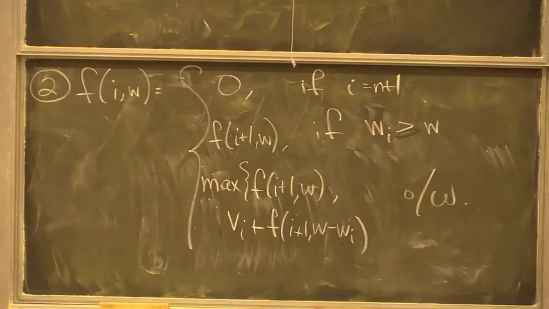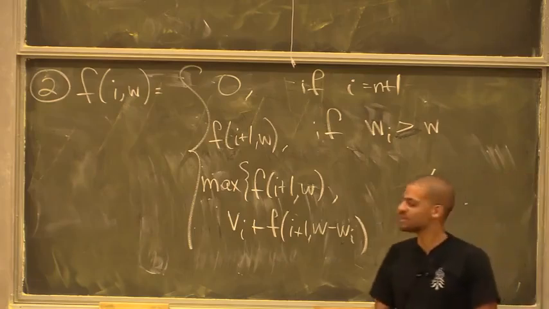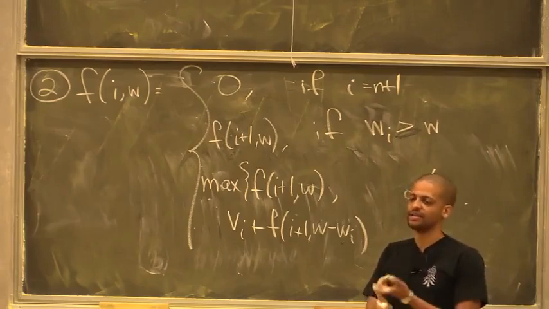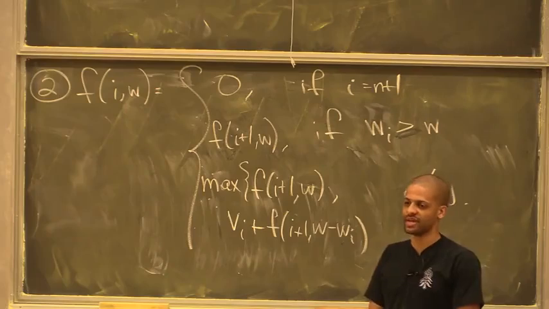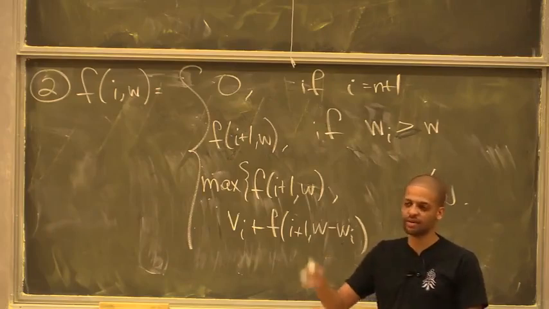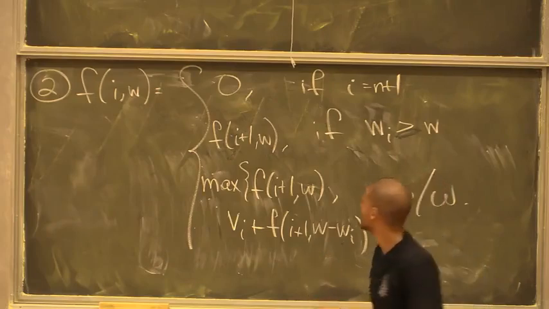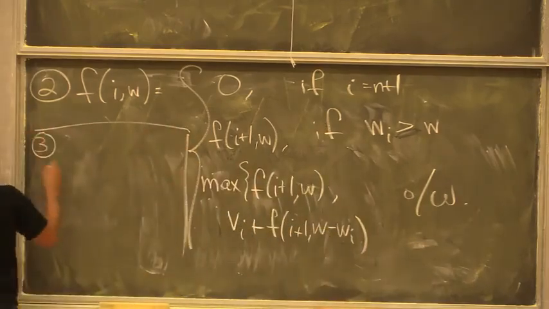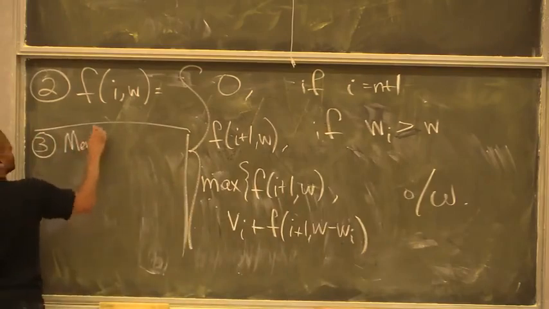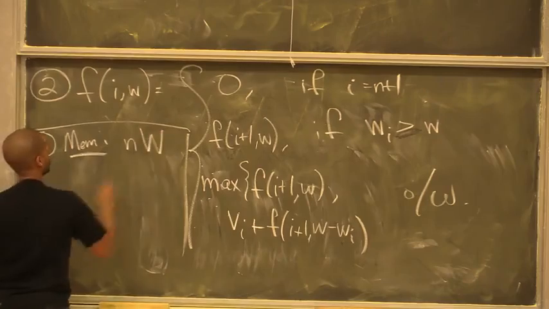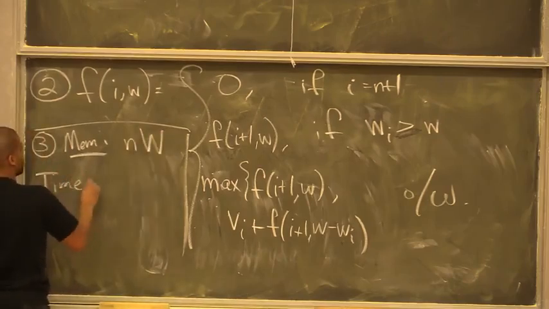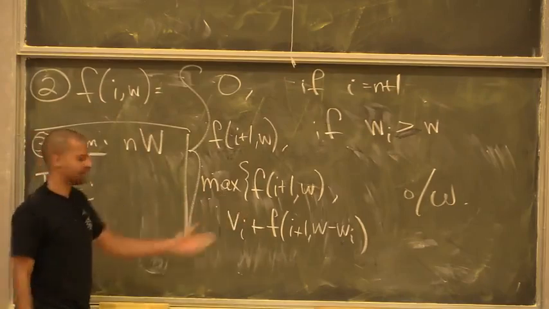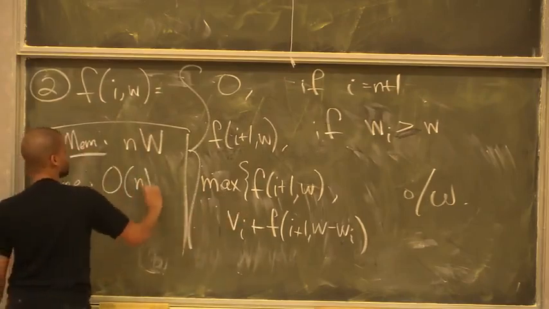So how many possible inputs are there to f? There are n possibilities for i. There are capital W possibilities for lowercase w, because lowercase w, as I recurse, is always going to be something between 0 and capital W. Right? So 3, the memory is n times W, and the time, for each possible input I do constant work, so the time is also O of nW.